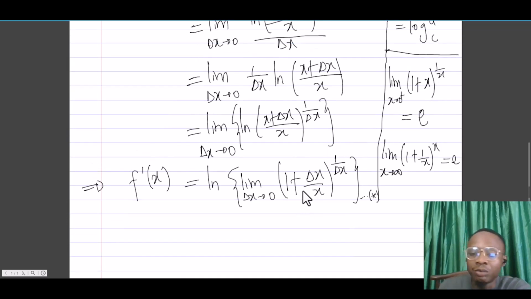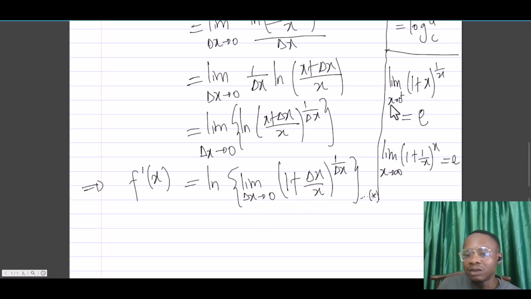And for that to happen, we have x here. Here we have delta x over x. What you should look at is the fact that the variable here is x, so it's like we have 1 plus the variable. Here, the variable is delta x, and here we have 1 plus the variable all over x. So in this case, because delta x is the one approaching 0, then x will be treated as a constant.